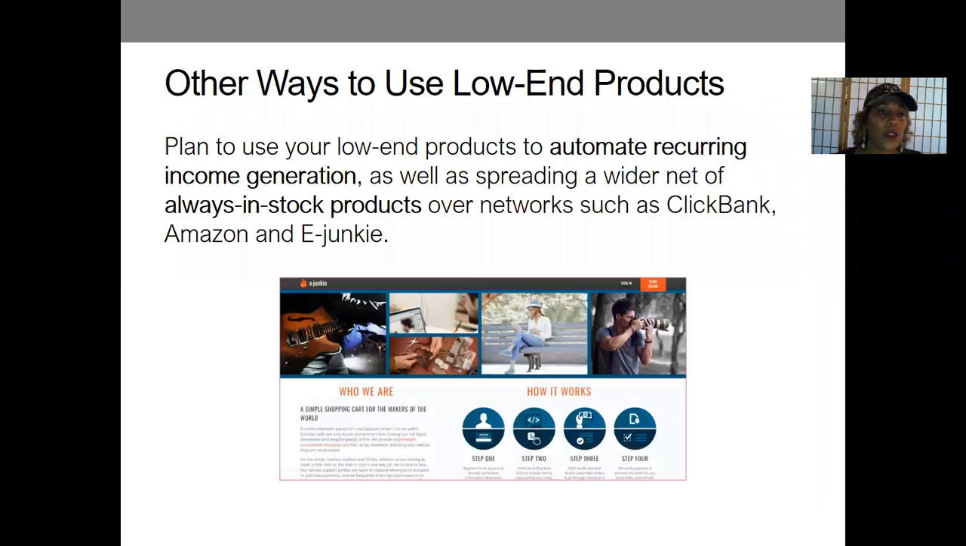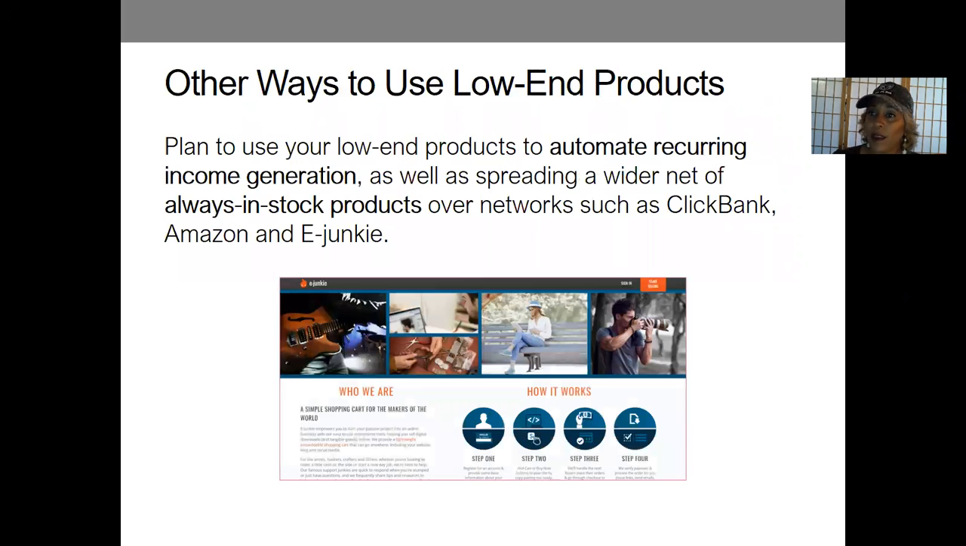Other ways you can use it is to plan low-end products to automate recurring income generation. So one of the things that you want to do is always stock products in other networks. You can go to ClickBank, Amazon, eJunkie. So once you create a product, you want to make sure that it can be bought in other places and then also become an affiliate product for other people to sell. So for me, when I did the PR bootcamp, I actually had it on eJunkie, where people can actually offer that particular thing as an affiliate to their tribe.